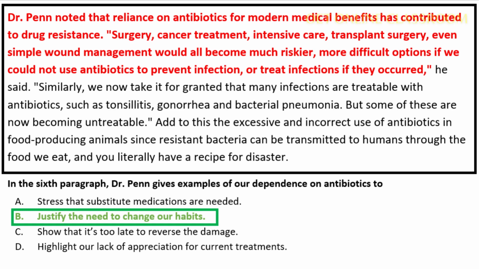He mentions various medical procedures and conditions where antibiotics are crucial, such as surgery, cancer treatment, intensive care, and more. By highlighting these examples, he is emphasizing that over-reliance on antibiotics for various medical benefits has contributed to drug resistance. His intent is to underscore the need for a change in our habits and practices regarding antibiotic use to combat antibiotic resistance effectively. Now, let's examine why the other options are incorrect.